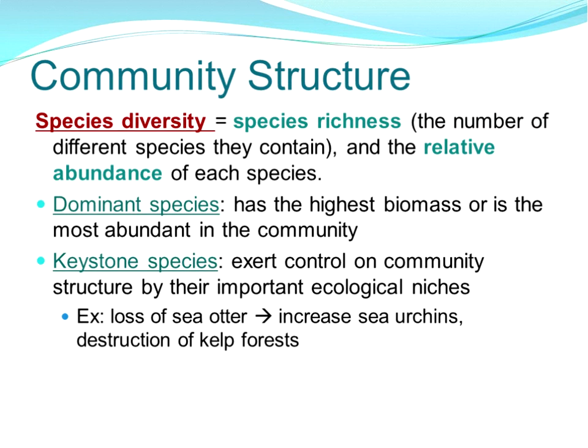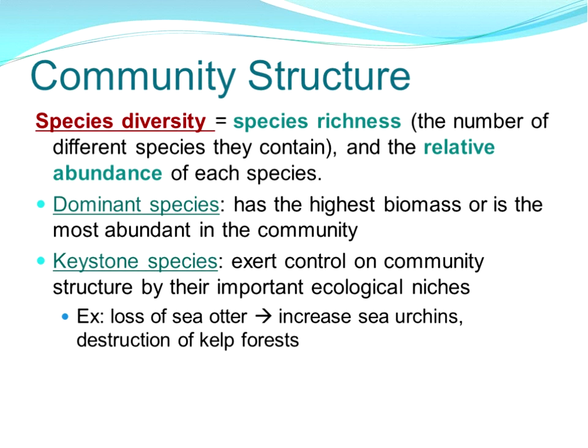All right, so when we look at the community structure, one thing we look at, and remember the community is all the different species that are in an ecosystem, just the living species and the different kinds of species. So we want them to be diverse. And so species diversity is equal to the richness of species, so the number of different species that they contain, as well as the abundance of the species. So not only do we want to see an ecosystem with a great number of different species, but also that within each of those different species there's a good abundance of population as well.